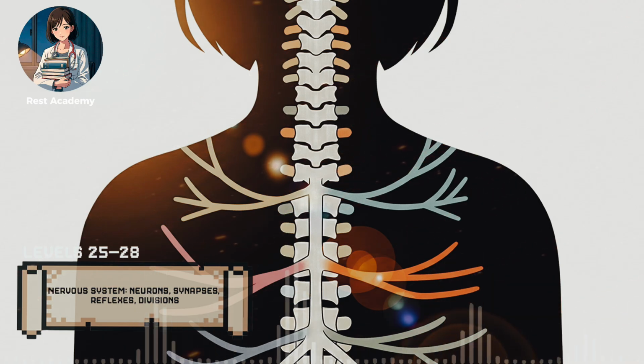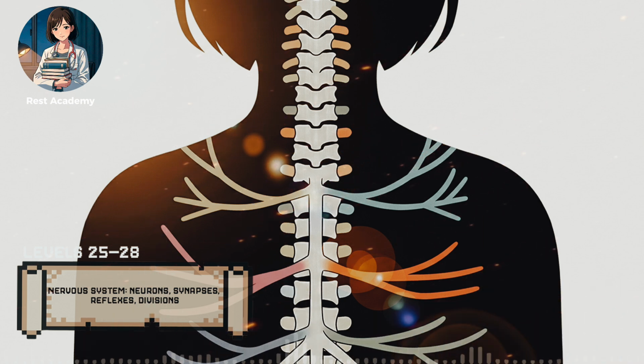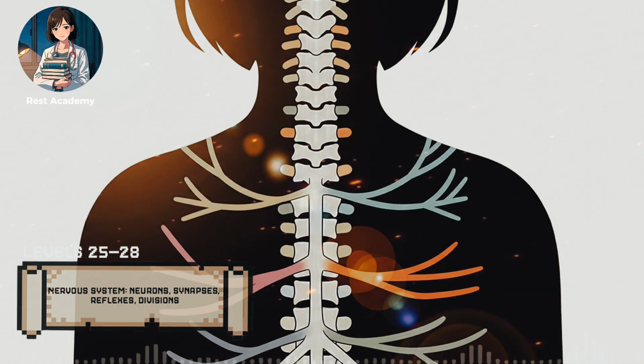The parasympathetic system promotes rest and digestion. Its preganglionic neurons arise from brainstem nuclei and sacral spinal cord segments. These neurons synapse in ganglia close to or within the target organs, and postganglionic fibers are short.